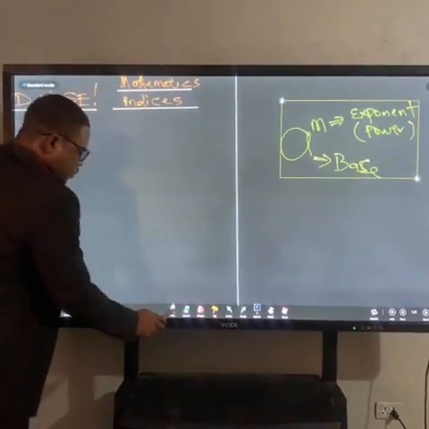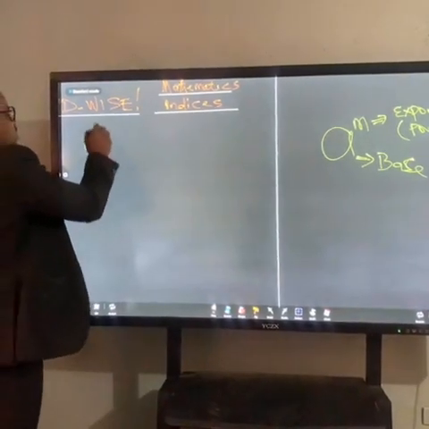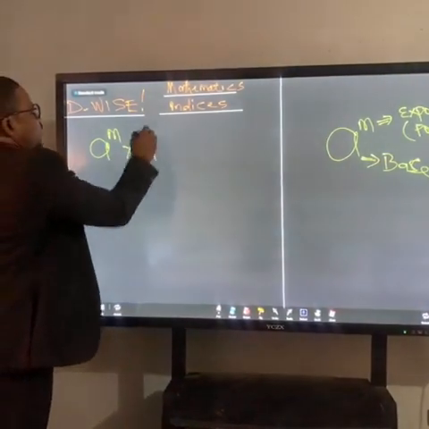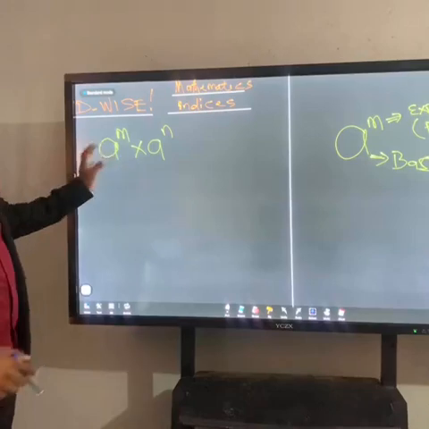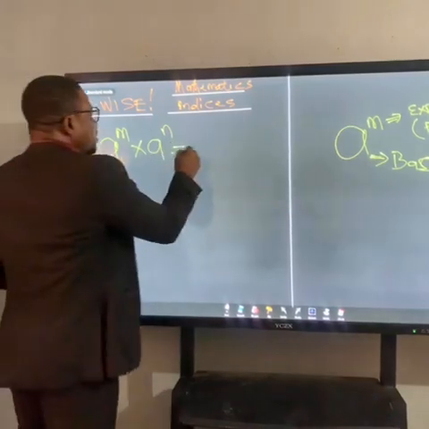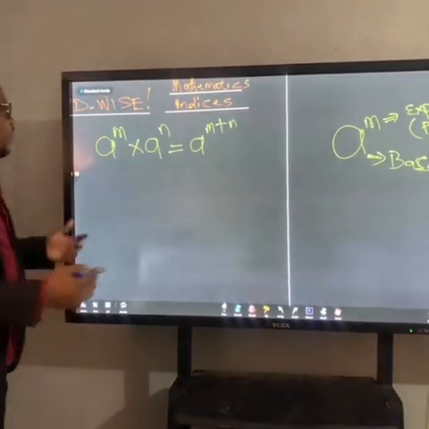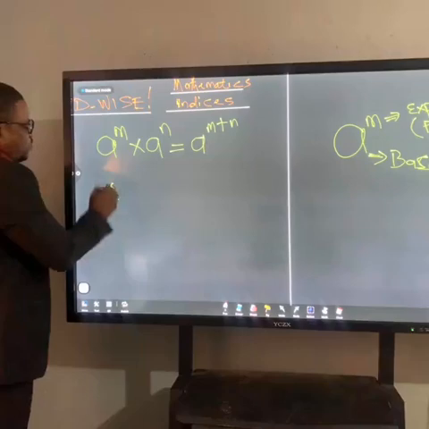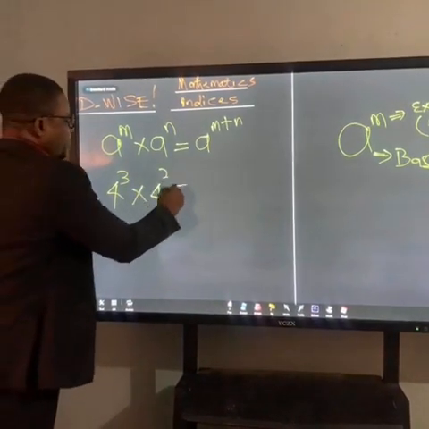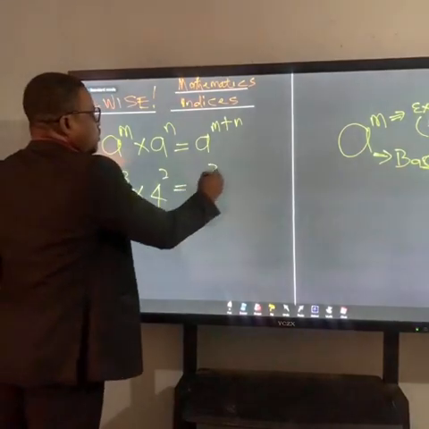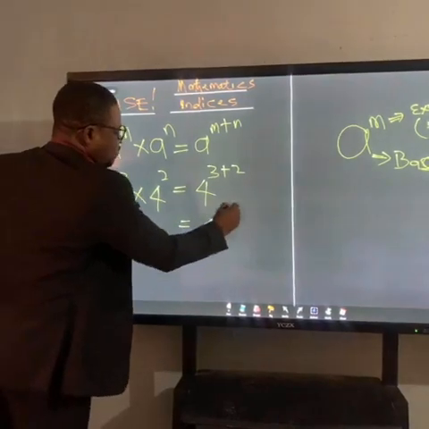Alright. Let's get back. The first law says that anytime I have the same base, multiplying index numbers with the same base, I will simply add the powers. Simple. For example, if I have 4 to the third power times 4 to the second power, this is going to be 4 raised to the power of 3 plus 2, to give me 4 to the fifth power.